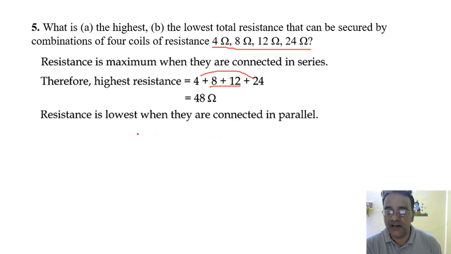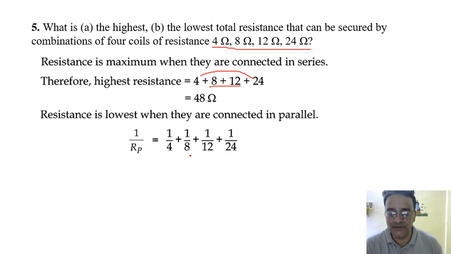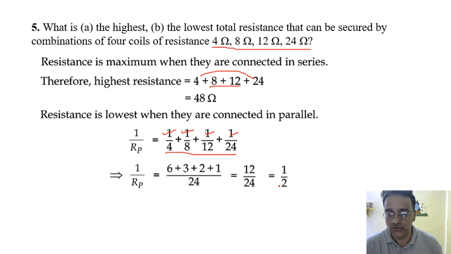So 1 upon Rp is equals to 1 upon 4 plus 1 upon 8 plus 1 upon 12 plus 1 upon 24. So LCM is 24. यहाँ पे 6, 3, 2, 1 आ जाएगा. So 12 upon 24, that is 1 by 2. So the resultant resistance will be equals to 2 ohm.